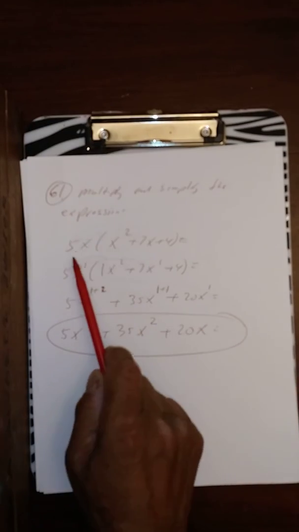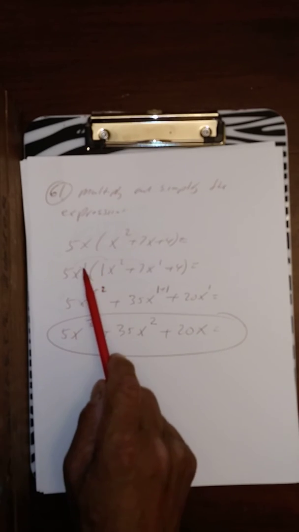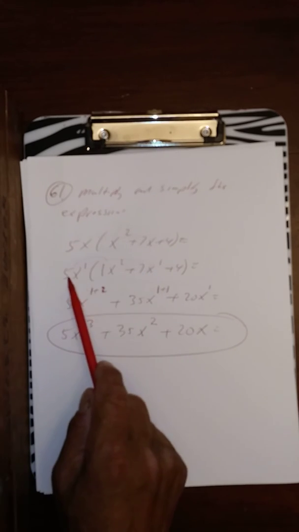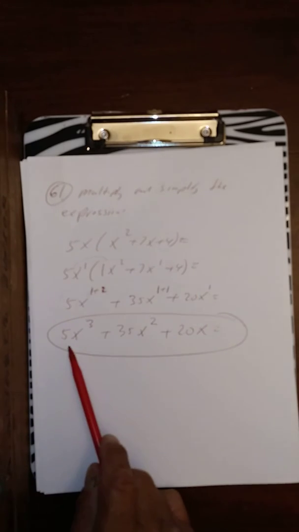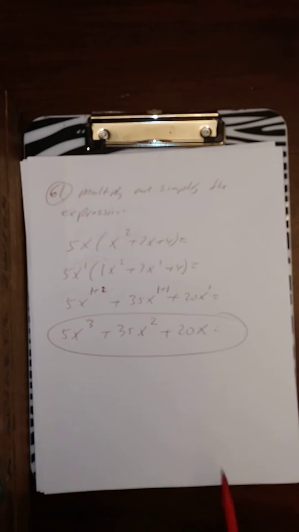Multiply and simplify the expression. The first terms are first. So 5 times that is going to be 5x cubed, 1 and 2 power. 5 times that is 35, x to the 1 plus 1 power, and this times that one is 20x to the 1. So 5x cubed, 35x squared, and 20x.